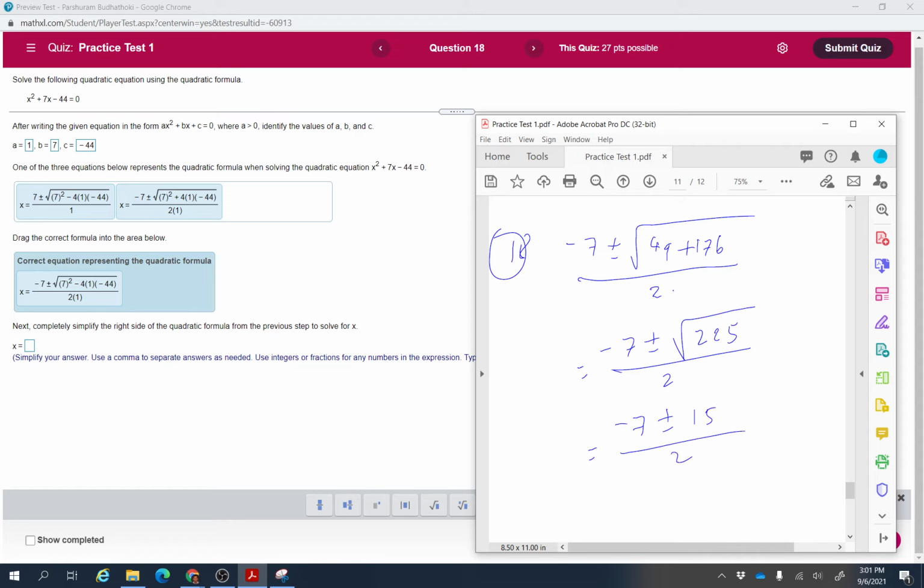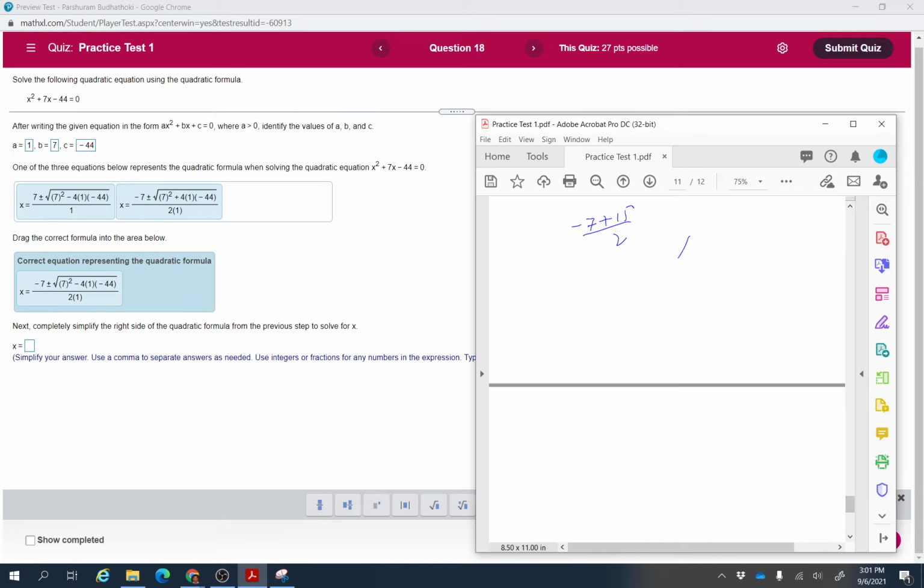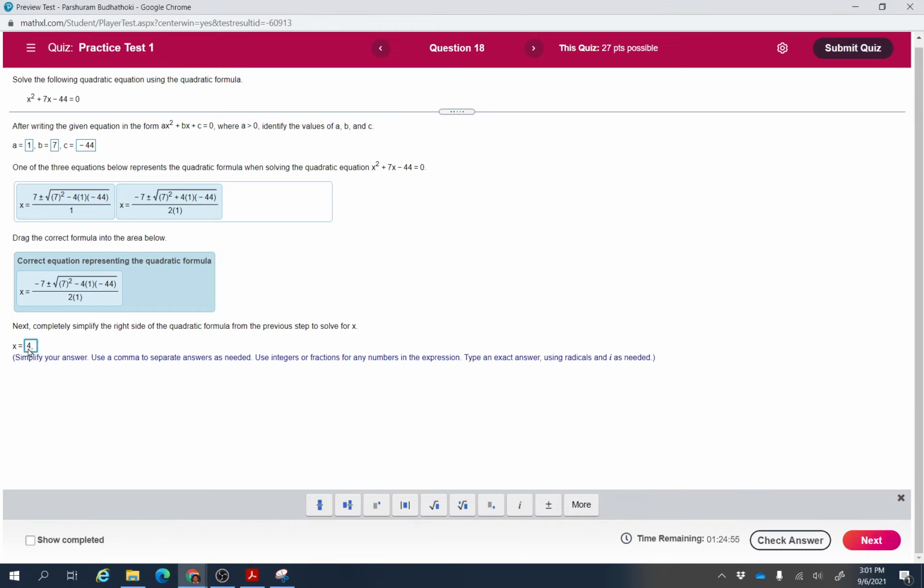So one time you have to take plus, another time you have to take minus. If you take plus, 15 minus 7 is 8, divided by 2 is 4. Take minus, negative 22 divided by 2 is negative 11. So these are the two options: 4 and negative 11.